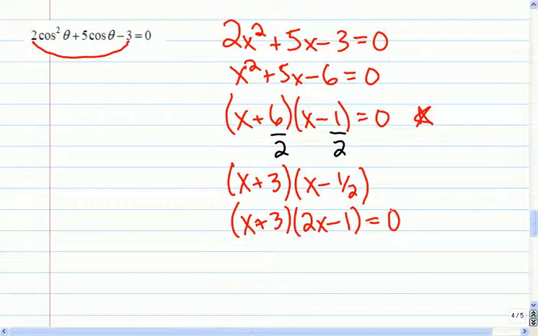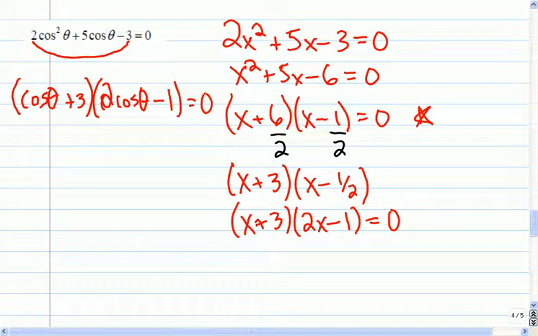So this is the factored form, which for my example, it actually means I factored this to be cos theta plus 3 and 2 cos theta minus 1.